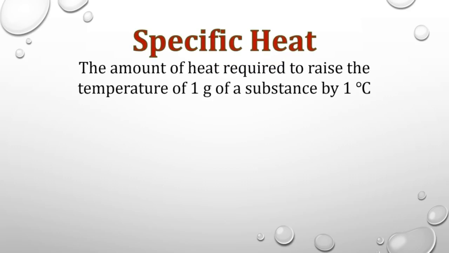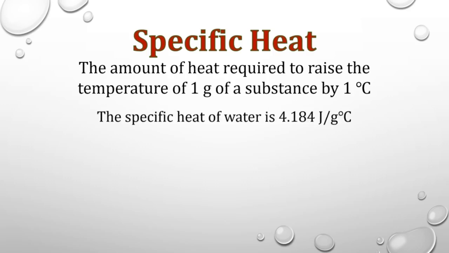The specific heat of a substance is defined as the amount of heat energy required to raise the temperature of 1 gram of that substance by 1 degree Celsius. It's called the specific heat because it specifies the amount of the substance. The specific heat of water is 4.184 joules per gram per degree C.